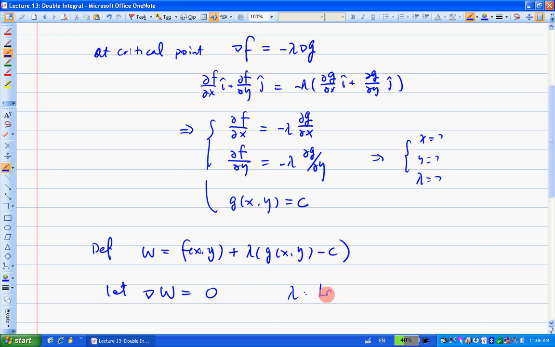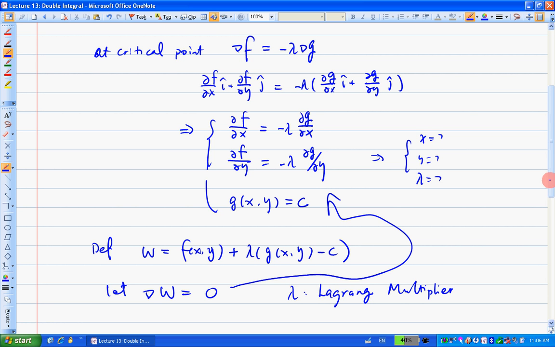So lambda is the so-called Lagrange multiplier, and del W equal to 0 will give you exactly the three equations. When you solve this kind of constraint problem, you don't necessarily have to write this separately, but you need to write down these three equations first in order to solve.